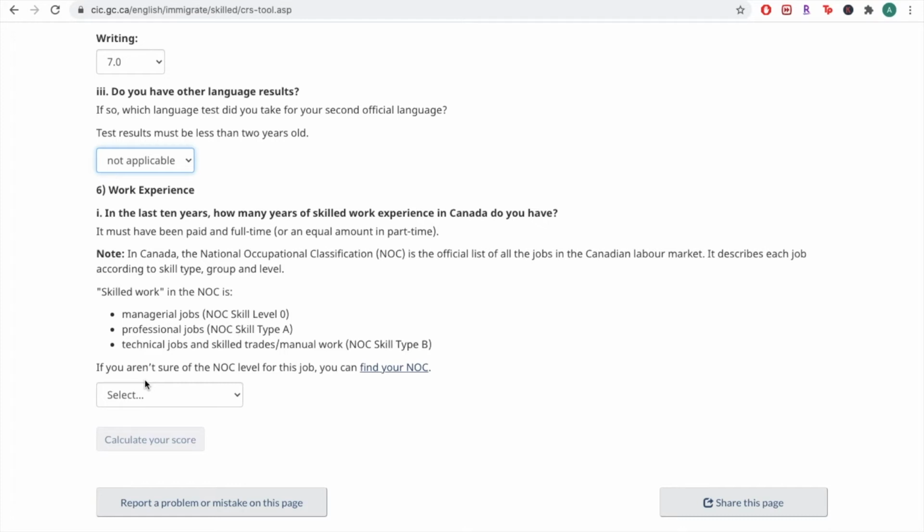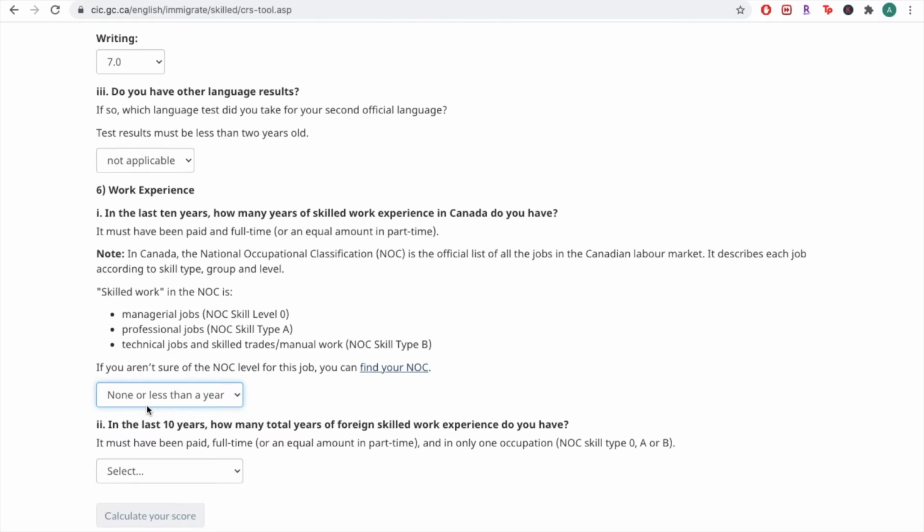It says here, in the last 10 years, how many years of skilled work experience do you have in Canada? You must be paid and full-time. In Canada, NOC is the official list. You need to have NOC 0, A, or B. So I'm going to choose none. If you have Canadian work experience in this place, you're going to choose yes. I'm going to do another simulation with somebody that has Canadian work experience.